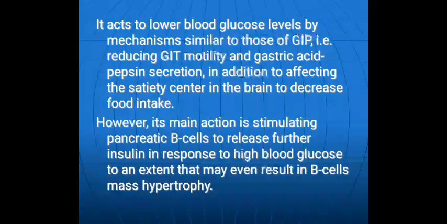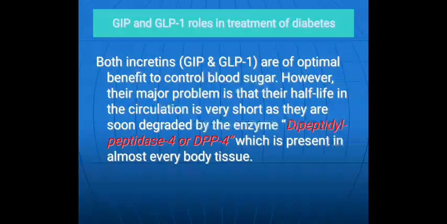However, its main action is stimulating pancreatic beta cell to release further insulin in response to high blood glucose. When glucose increases, insulin increases, and the aim is to decrease the glucose that became high after taking the meal, to an extent that may even result in beta cell mass hypertrophy. And as you know, the beta cell is the cell located within the islets of Langerhans in the pancreas, and it is responsible for releasing insulin and for lowering the glucose level in the blood.